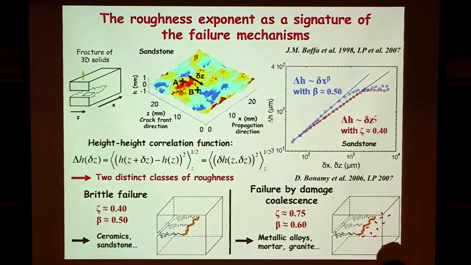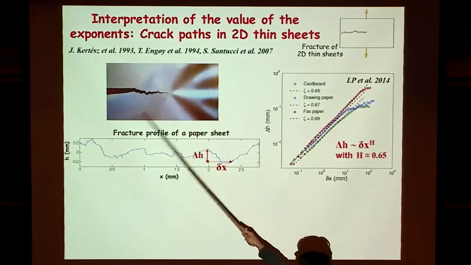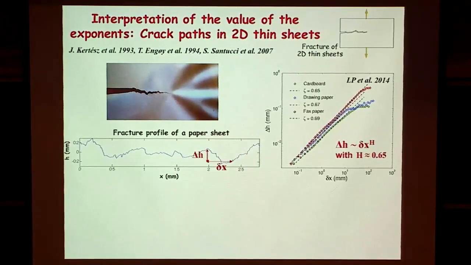So this amount of results over the years led to the conjecture, or the scenario, that there are two classes of scaling properties. Some class of roughness associated with brittle failure with small exponent, and another class of fracture surfaces that will be associated with damage coalescence processes. So it's relevant to simplify the problem and look at a simpler system, a 2D fracture in a 2D thin sheet. In that case, instead of having a full 2D fracture map, you have only one profile that is representative of the trajectory of the crack, for example, in a sheet of paper.